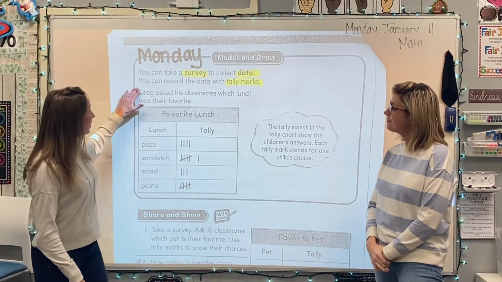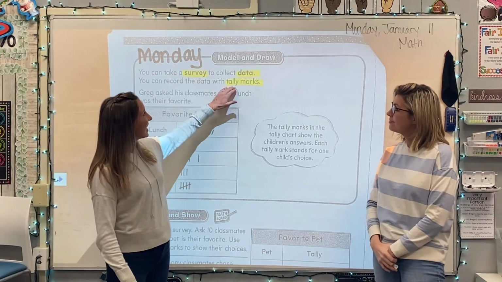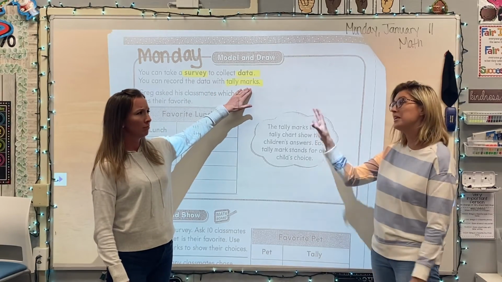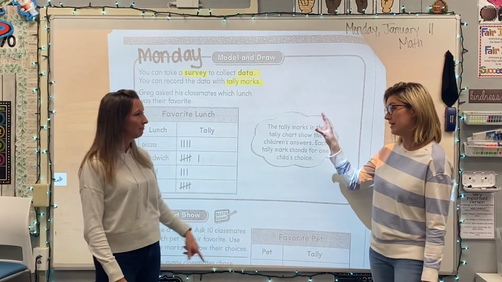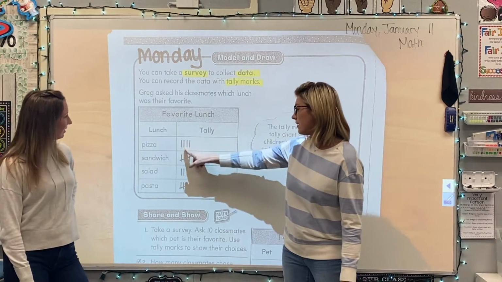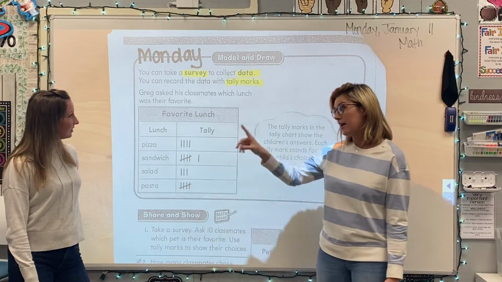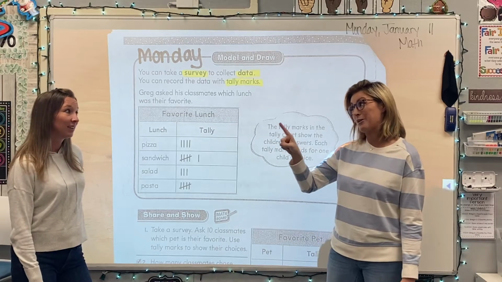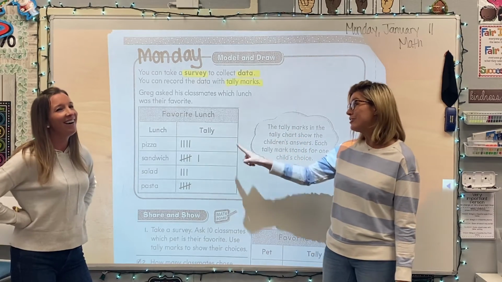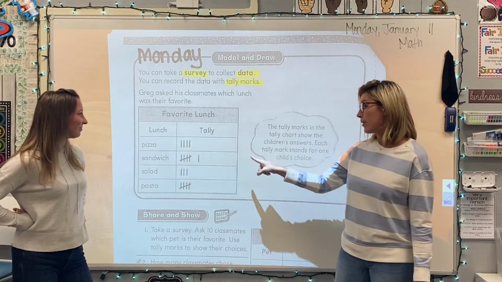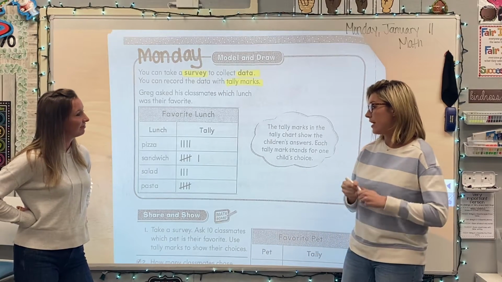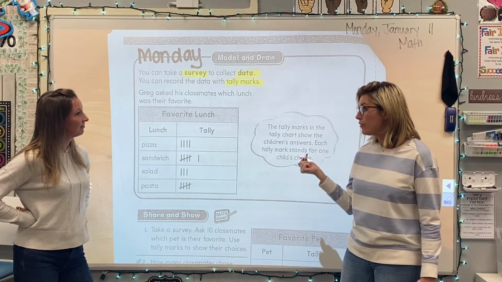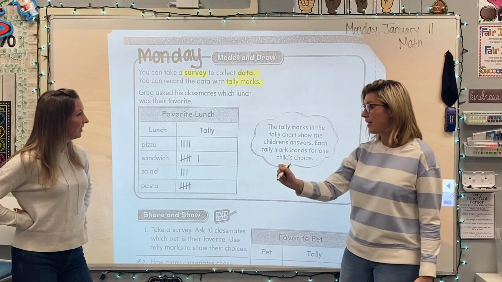Then it says you can record the data with tally marks. That's really easy. It's a big word, but it's really easy. You see these lines right here? These are tally marks, and I have on good authority that they use tally marks in first grade. I remember talking to some of my friends, and they even knew that when you get to the 5th tally mark, you do a line down the center.